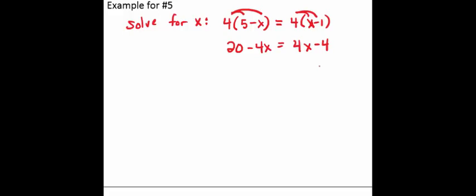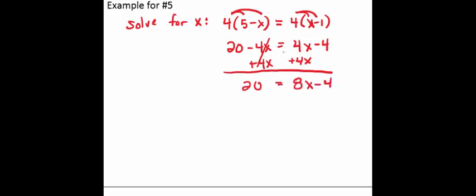Okay, can I combine like terms on the left-hand side? No. Can I combine like terms on the right-hand side? No. So the next question we ask ourselves is, are there variables on both sides? The answer is yes. So what we have learned is we try to move the smaller of the two variables. In this case, it's the negative 4x. Its inverse operation is addition because it's negative. And so the 4x's will cancel. We're left with 20 equals 8x minus 4. And just as a note, you could have moved the positive 4x through subtraction and still have come up with the same answer that we're going to get here.